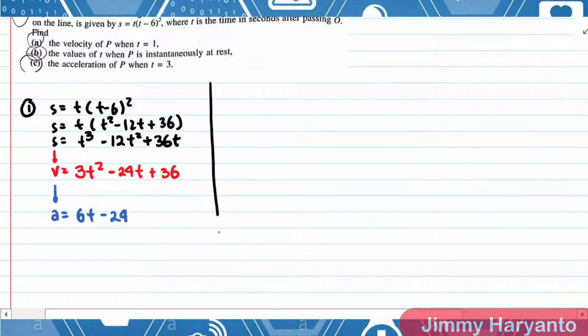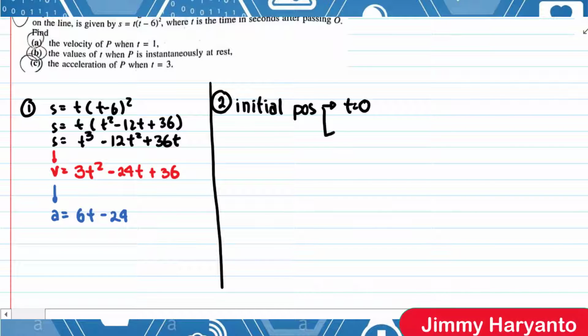The next preparation is the initial position. That means when t equals 0, the value of s will be 0 times (0 minus 6) to the power of 2. So you'll have s equals 0 meters.